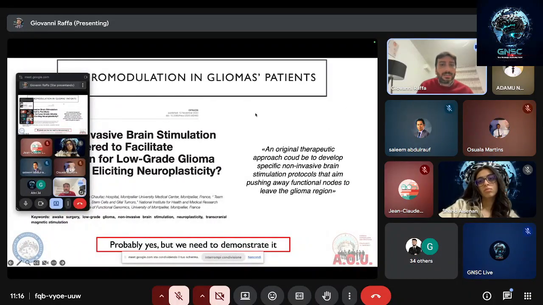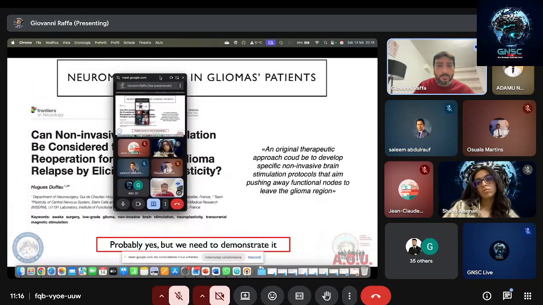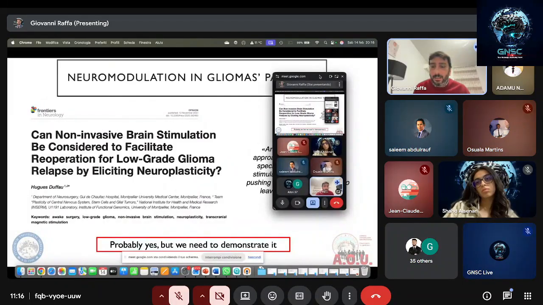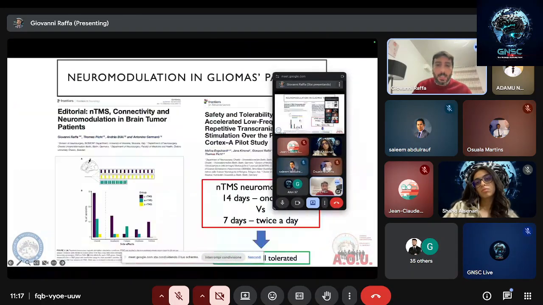For example, a great colleague that you for sure know, Duffau, shares this with us. This is an editorial that he wrote for a monothematic issue. I invited him to write this editorial about this idea, and he was absolutely in agreement with me that probably non-invasive stimulation can be used to improve a second surgery in glioma, in low-grade glioma patients.